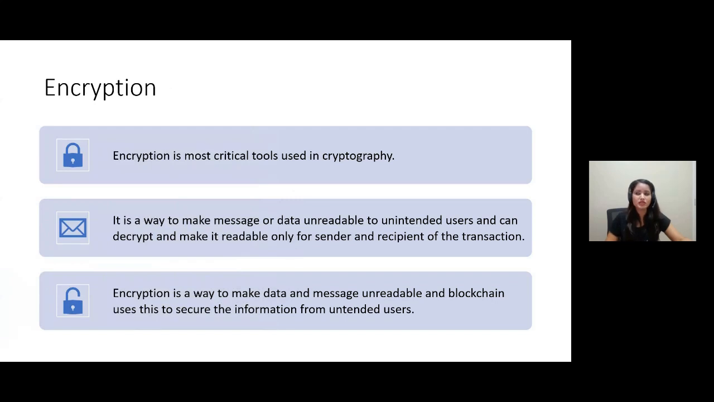Encryption is another component that the blockchain uses. Encryption is one of the most critical tools used in cryptography. It is a way to make the message or the data unreadable to unintended users, and the data can be decrypted and made readable to the intended user, the sender or the recipient of the transaction. Blockchain uses this to secure the information from unintended users.